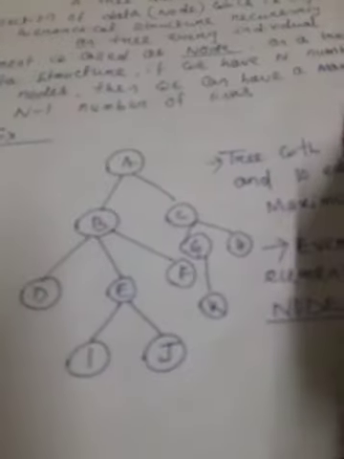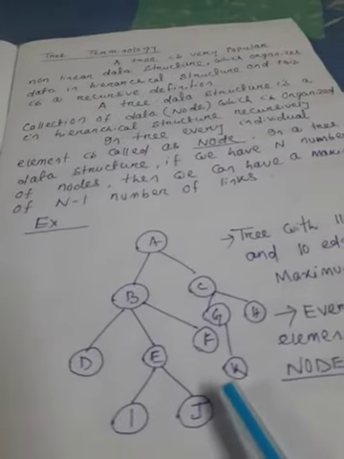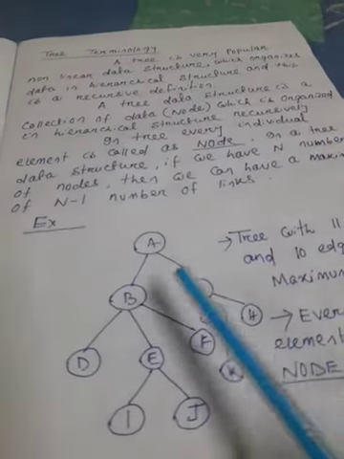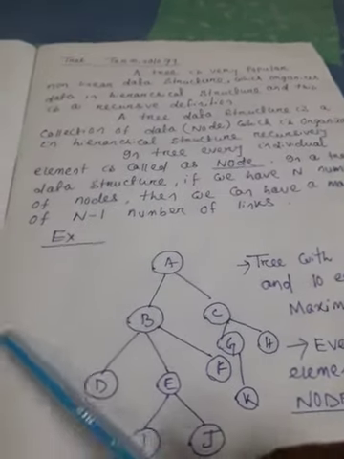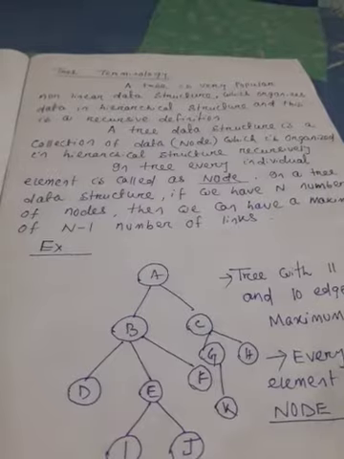So in this example, see here, which one is a leaf node? The nodes D, I, J, K, F, H have no child node. So these are known as leaf nodes or external nodes.